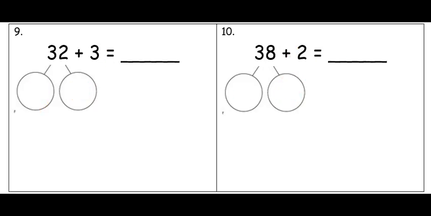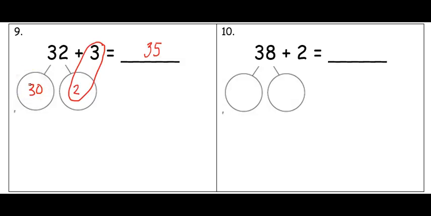We have two more examples. Here I have 32, and I'm going to add 3. So I'll break the 32 into 30 and 2. I'll combine my ones. 3 and 2 make 5. And then I have the original 3 tens, or 30. So 32 plus 3 equals 35.